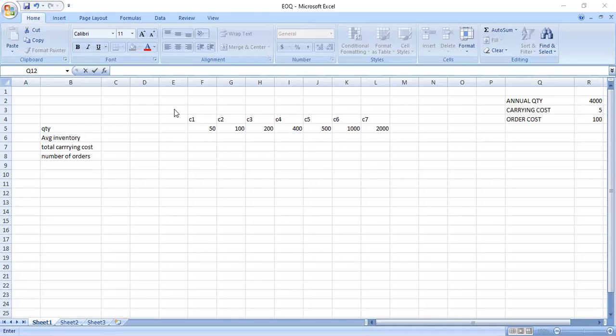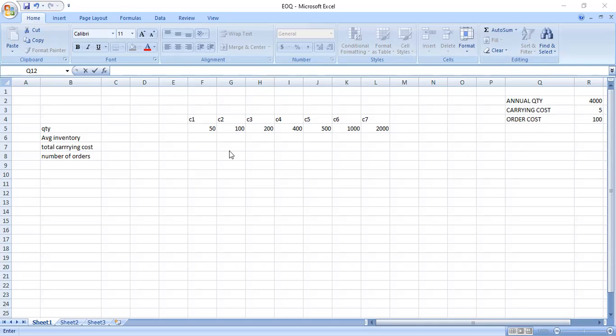Now here we have the annual quantity. For EOQ, you require what? 2AB by CS, where CS means carrying cost and storage cost, I said. So here we are going to have an annual quantity of 4,000 units. The carrying cost is 5 rupees and the ordering cost is 100 rupees per order.